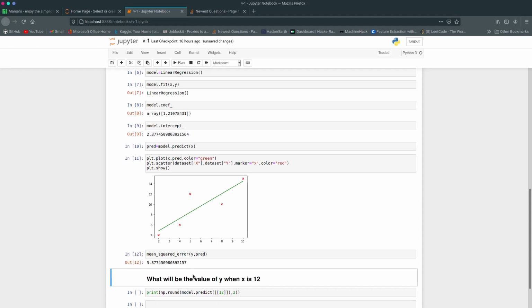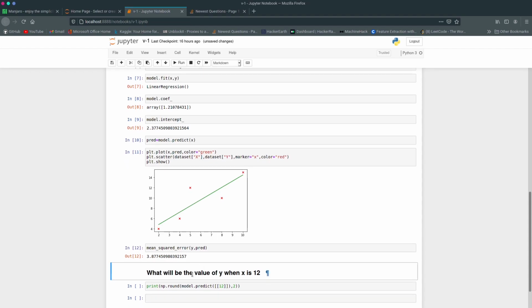Okay, good. Now you remember what the objective was at first? We had to predict the value of y when x was 12. Let's see what it is. It is 16.91, which is approximately equal to 17.